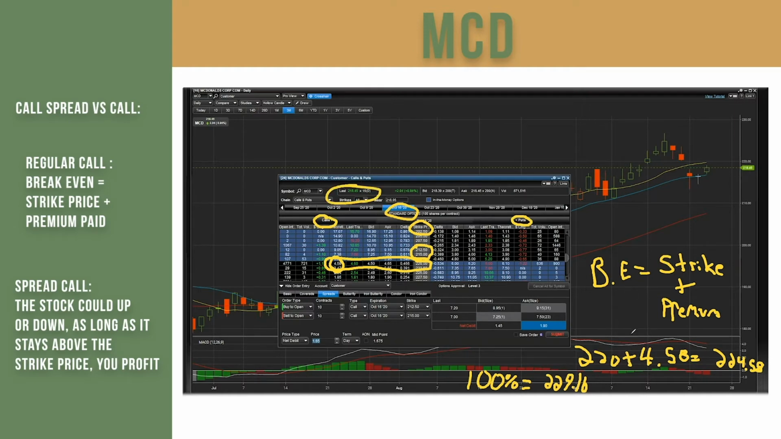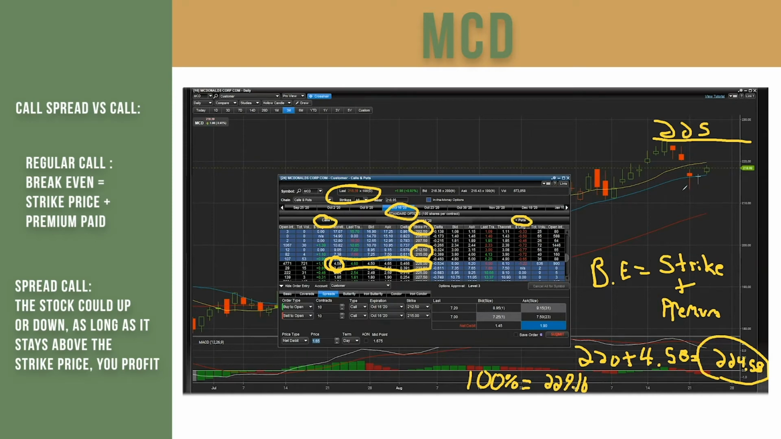If we pick up a call here, just to break even on the trade, we would need it at our strike price, which is $220, plus the premium paid, $4.58. So our break even is going to be $224.58. And guess what? If we have resistance right here at 225, we still didn't even get to that 225. So this at expiration, if it fails to break above that, is going to be a losing trade.